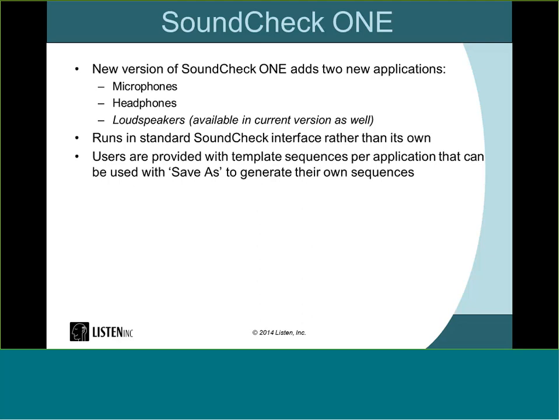Another difference, instead of having a sequence generation tool like we did in the old version of SoundCheck 1, we now have sequence templates. So the templates are provided per application. You start with one of our templates, and then you can change all of the parameters that you'd like in the sequence, and then use Save As to generate your own new sequences. And you can create as many sequences as you want. They just all have to be based off the templates that are provided.